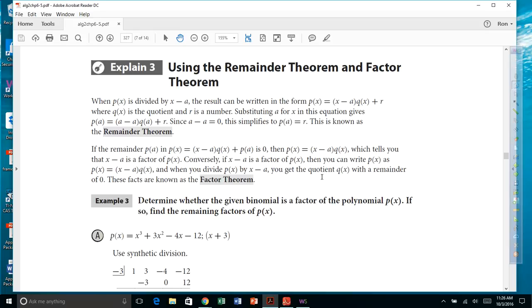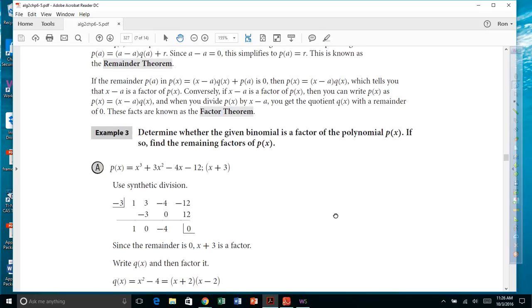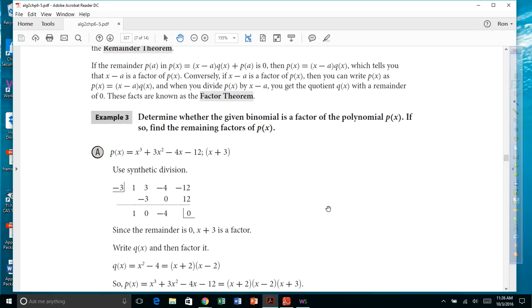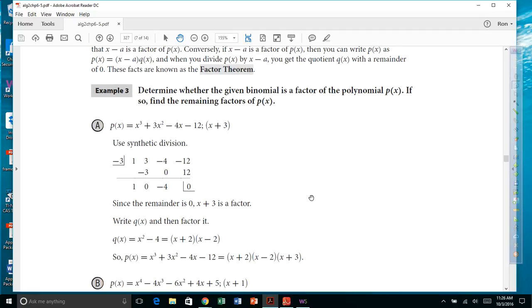If the remainder p of a in p of x equals x minus a times q of x plus p of a is 0, then p of x equals x minus a times q of x, which tells you that x minus a is a factor of p of x. Conversely, if x minus a is a factor of p of x, then you can write p of x equals x minus a times q of x. And when you divide p of x by x minus a, you get the quotient q of x with a remainder of 0. These facts are known as the factor theorem.